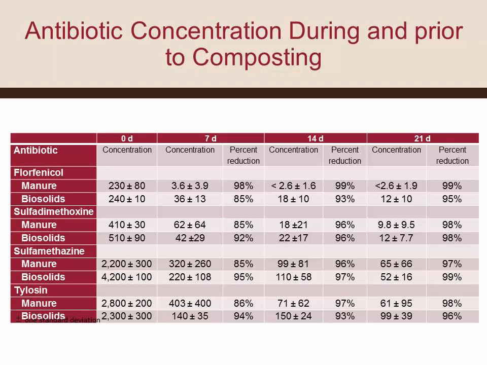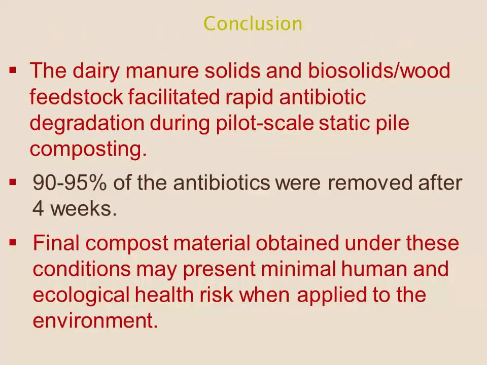The thing to keep in mind, though, is we're only looking at three different classes. There's a whole lot of other classes out there, 250-something antibiotics. I can't even imagine what it would take to look at all of these in a composting situation. So it's really huge. Basically, the manure and the biosolids facilitated rapid degradation in our pilot scale compost systems. 90-95% were removed after 4 weeks. Our conclusion was that with these antibiotics, you have minimal human or ecological health risk if you use a composting system like this.